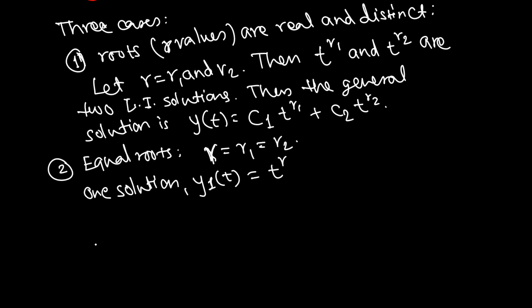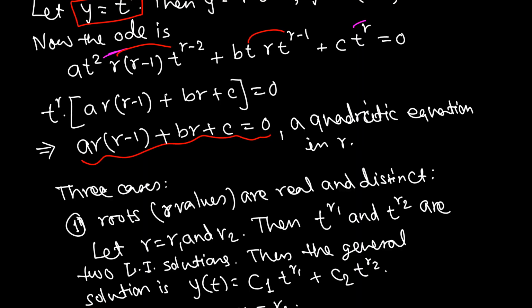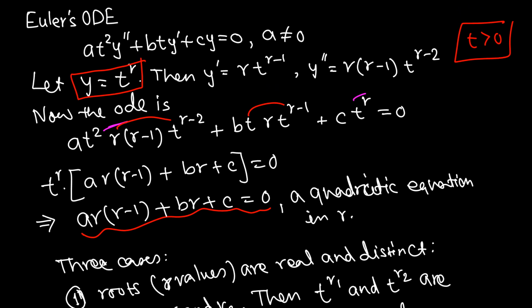Then it can be shown, so I'm not going to go through all the steps, that we can find a second solution by multiplying by natural log. It comes out to be natural log of t times t raised to r. In fact, if you plug this into the original ODE, then this is also a solution. Okay, we can easily check. If you plug in this function, a product here, then we get 0.